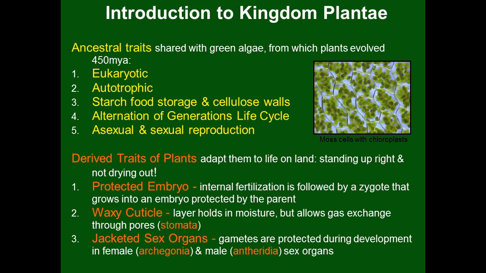3, then we store that sugar in the form of starch and cellulose walls. Cellulose is actually a complex sugar, and so the plants can make cellulose from sugar. We have alternation of generations, just like we saw in our algae and in our fungus, and we have asexual and sexual reproduction. The derived traits of plants that adapt to life on land, so they stand upright and they don't dry out. So they have many adaptations to avoid desiccation.